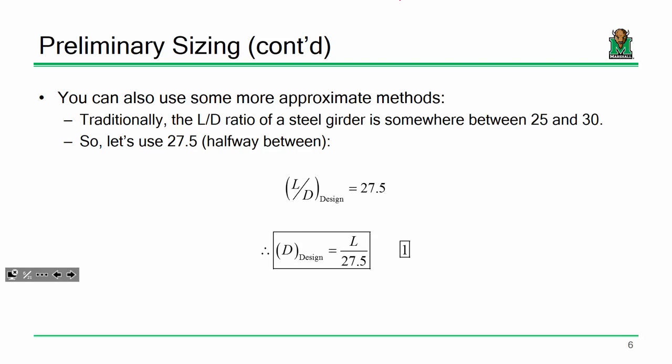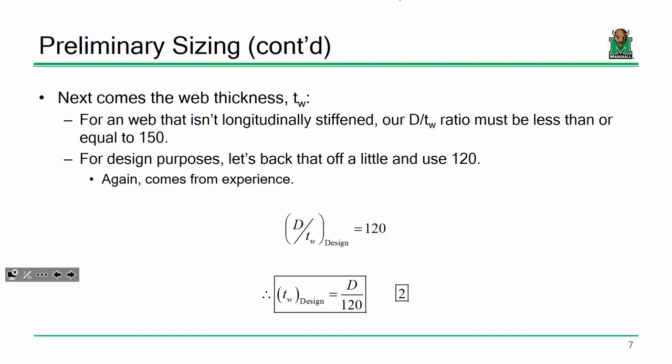Let's look at the web thickness. Now for a web that is not longitudinally stiffened, we've already looked at this limit: D over tw has to be less than or equal to 150. You don't want to start getting that high on your web slenderness because you're looking at a somewhat flimsy web when you start hitting the 150s. In a design scenario, you want your web to be a little bit more stocky than that. So let's back that off and use 120. Again, that comes from experience. So a design web thickness would be whatever your depth is divided by 120. So there's a starting value for your web thickness, okay?